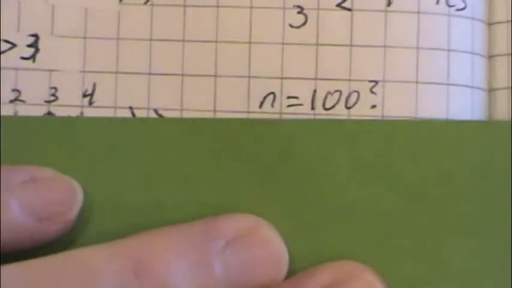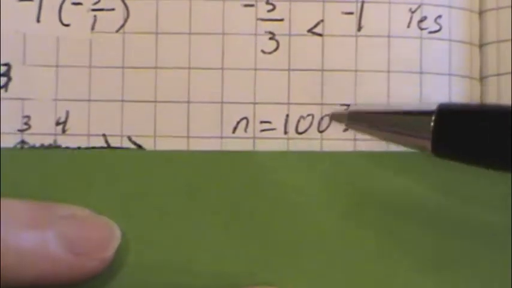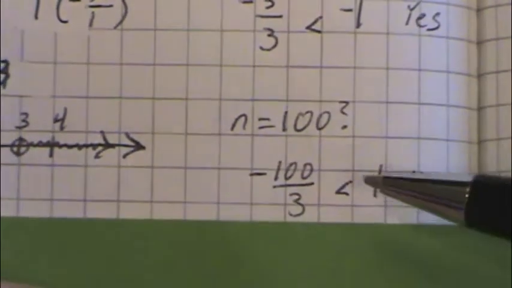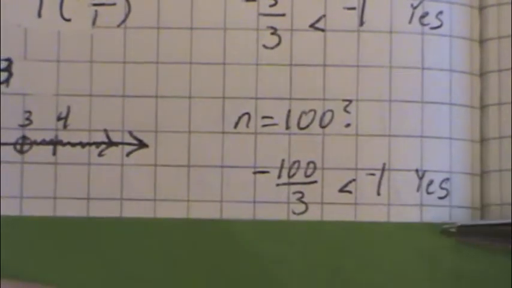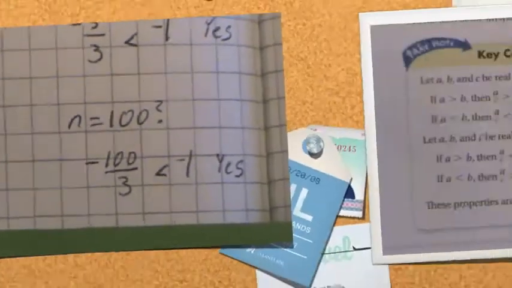What happens if I choose a really big number? And you only have to check this once. I'm just picking a couple numbers to try and make it more clear to you. If n equals 100, negative 100/3 is less than negative 1? Yep, it sure is. Let's move on to problem 3.